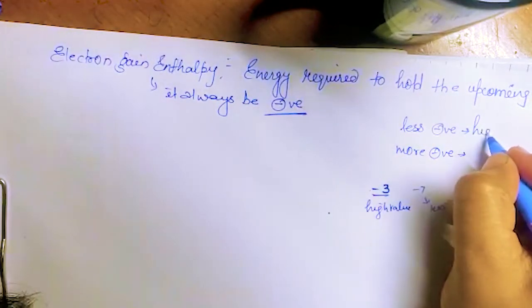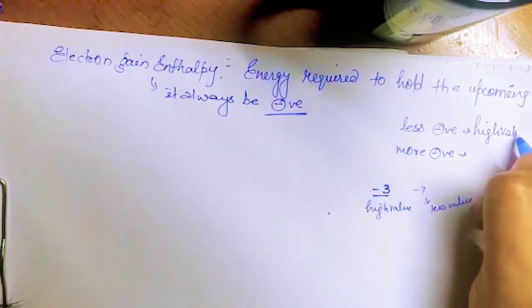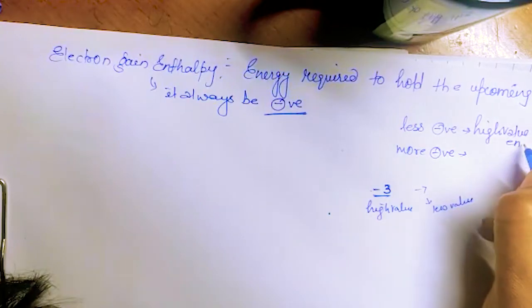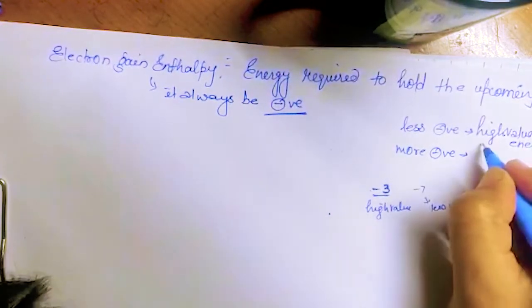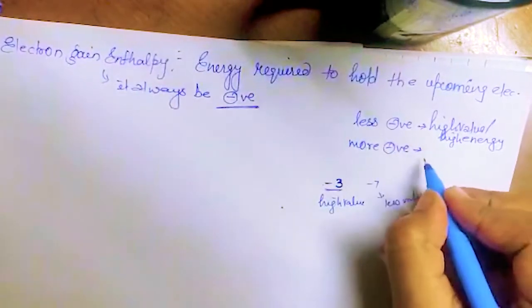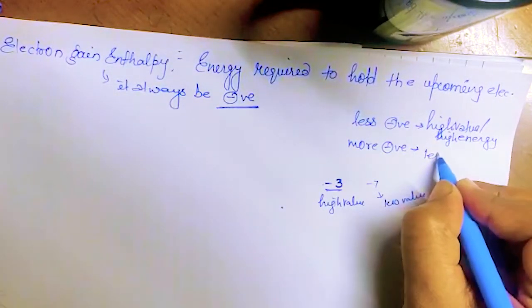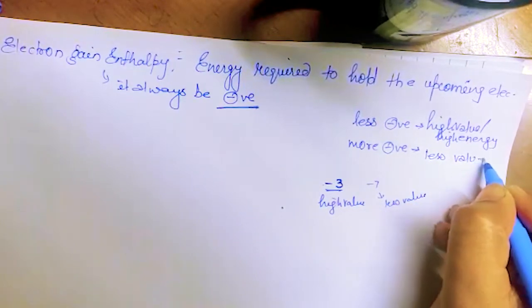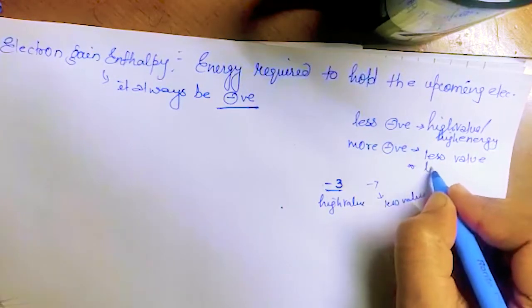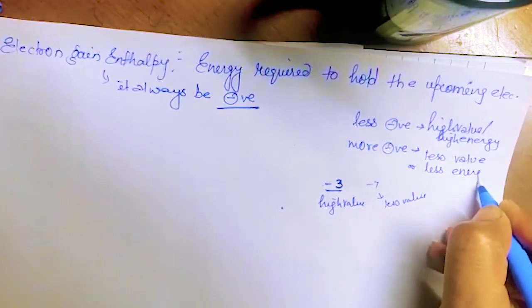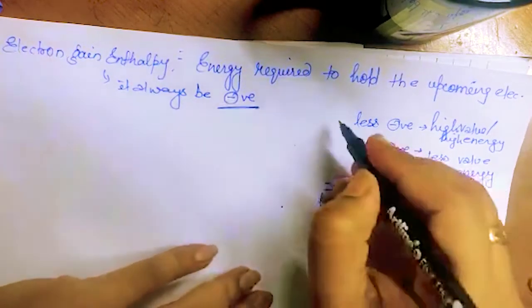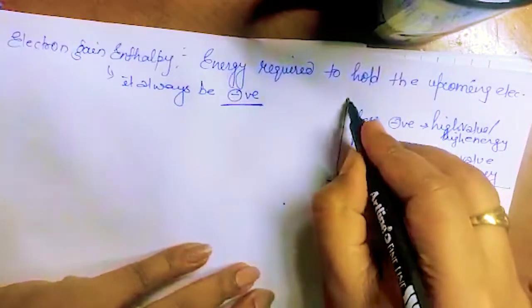So what we will say? High value of what? We are always talking about energy. So we will say high value of energy, or simply high energy. Now, if it is more negative, what we will say? Less value. More negative means less value, or less energy. This is the key point that you have to learn. These two points I will now explain.